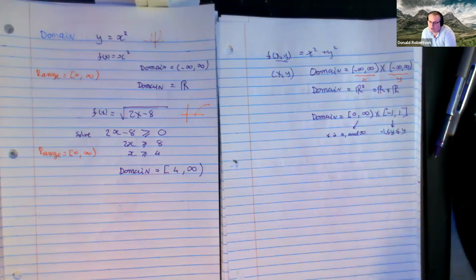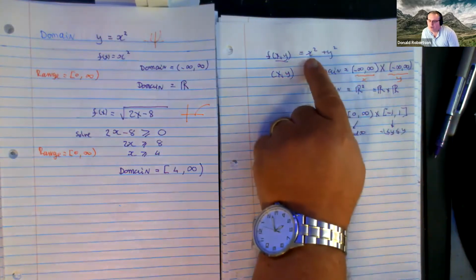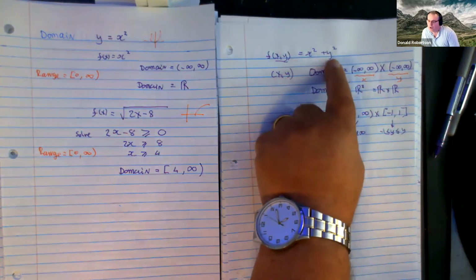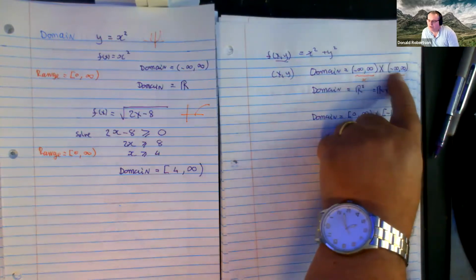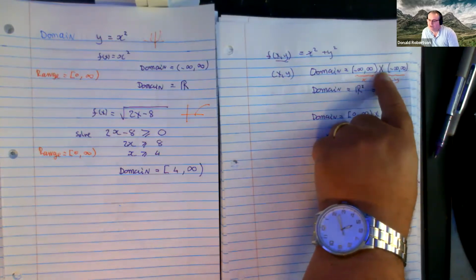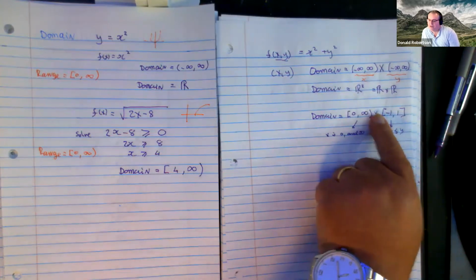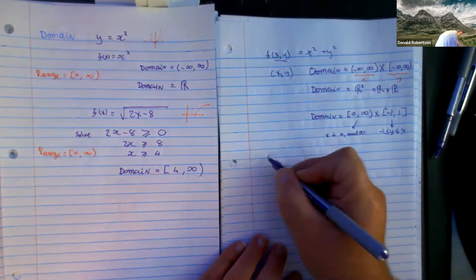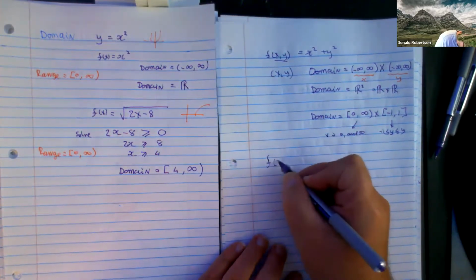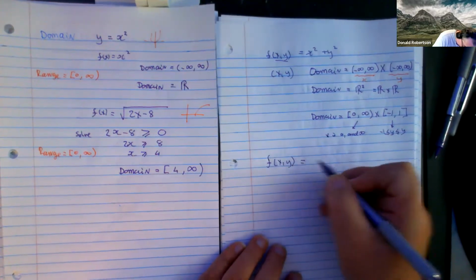Are we comfortable with what a domain looks like in a multivariate function? It's a combination of what x is allowed to be and what y is allowed to be. Whatever x is goes here, and whatever y could be goes here. And you use this cross notation in the center to separate them. Oh, well, I'll come back to the range in a minute. Here's another function.